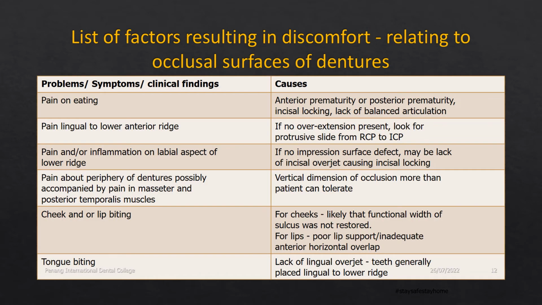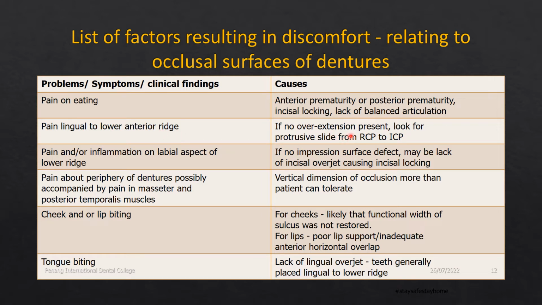Then coming to other factors that may result in discomfort, that may be problems relating to the occlusal surface of the denture. That is, the patient may have pain on eating, and this may be due to anterior premature contacts and because of lack of balanced occlusion. So for this anterior prematurity, there may be increased overbite that may need to be adjusted by adjusting the lower anterior teeth. There may be pain in the lingual anterior region of the lower denture.